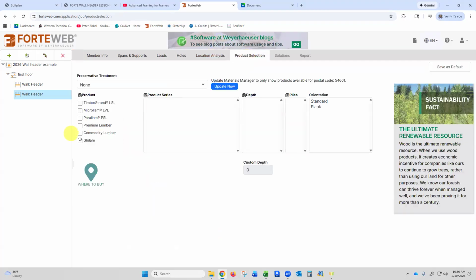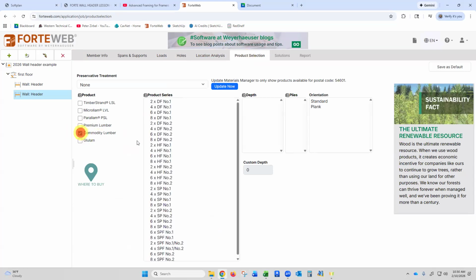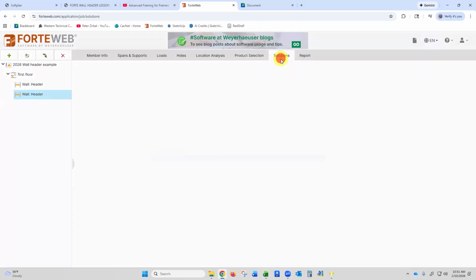I always go to product selection, same as before. Commodity lumber, 2x spruce pine fir, number 1, number 2. 2-ply. This is going to be way oversized, but this is the way Habitat rolls in the real world. They do 2x12s no matter what, standard. Solutions.